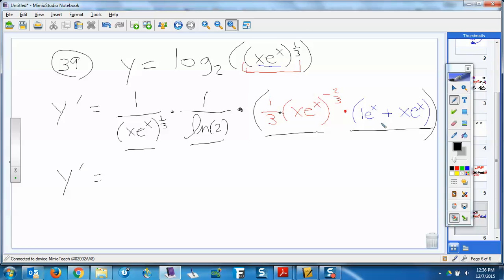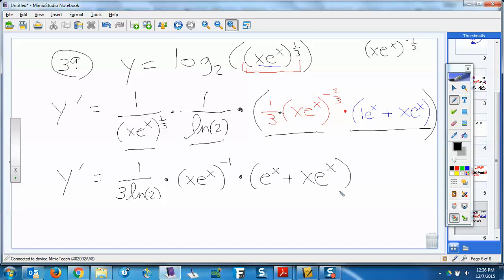So I can rearrange now. Can I put this together with this? Because isn't this x e to the x to the negative 1/3? Then I can add that power with that one. Negative 1/3, negative 2/3 would be negative 1. So I could have 1 over ln2, and the 1 over 3, I can just put that 3 in front of that ln2. I could have x e to the x to the negative 1, and then I could have e to the x plus x e to the x.